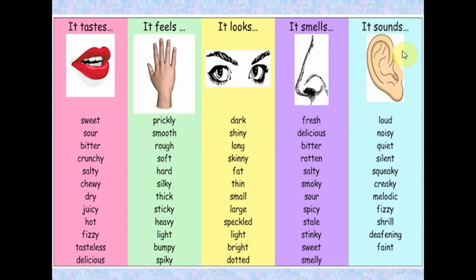How something sounds like. You can use your ears to describe how something sounds like. You can use these adjectives. They are very useful for your writing, by the way.